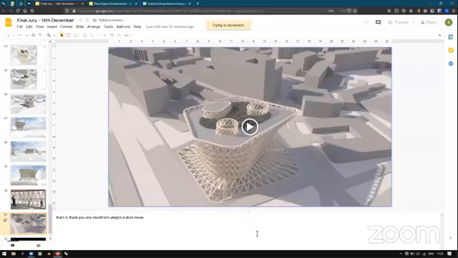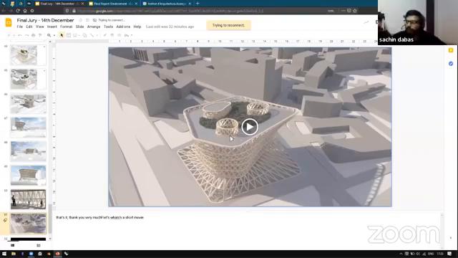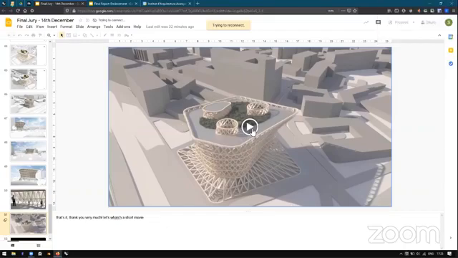Thank you, guys. So group 2 can go. Can you see my screen? Yes. Damn. Let's go to the next group.